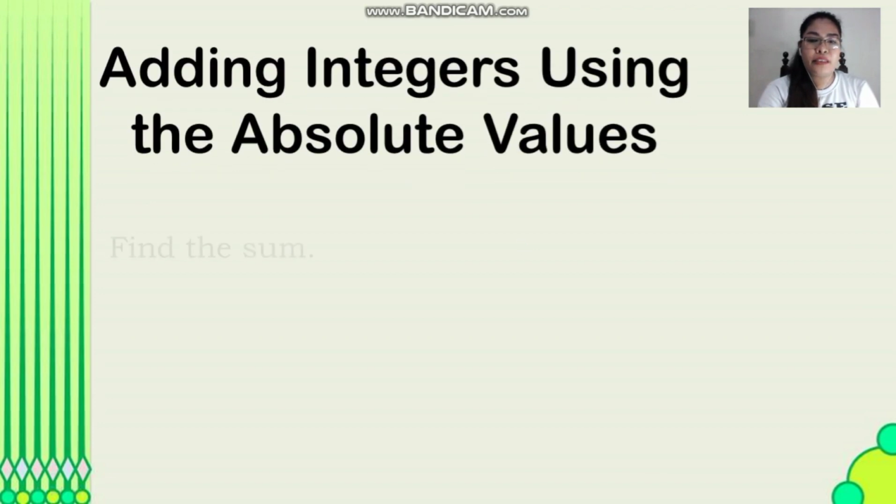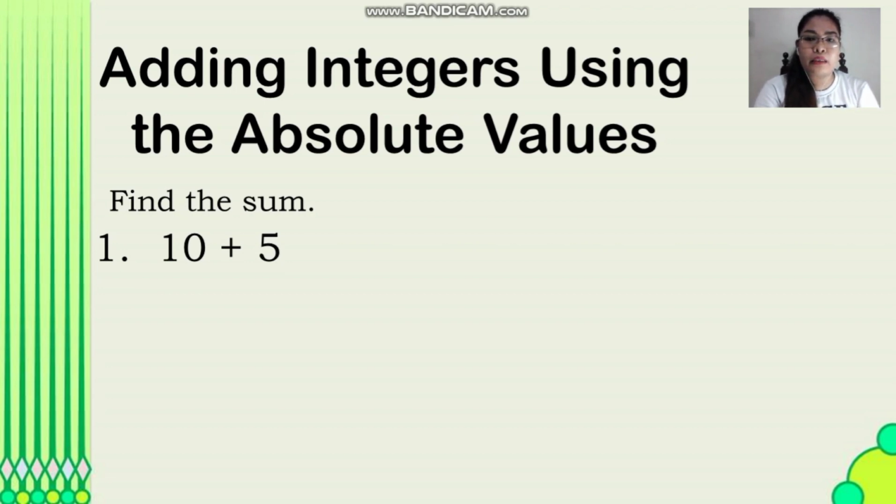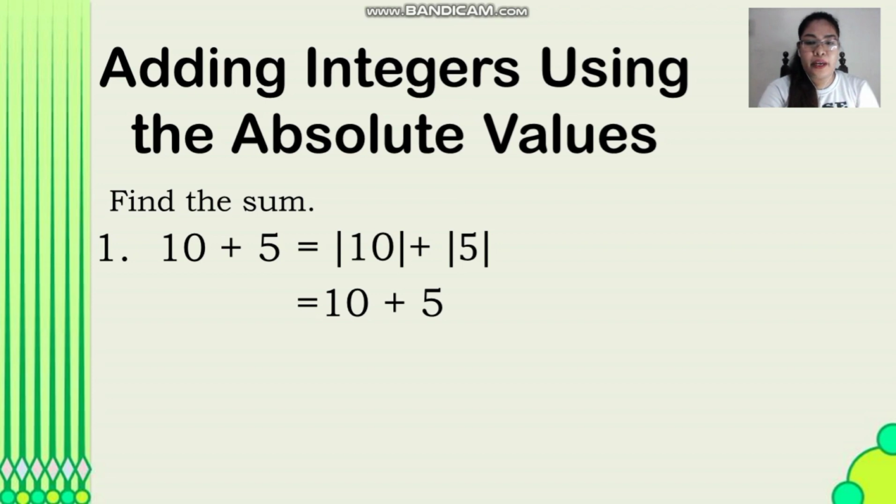So, let's have example number 1. So, find the sum of 10 plus 5. Actually, kahit hindi na natin gamitan ng absolute values, alam na natin yung sagot nito. But let us try to apply the rule in adding two positive addends. Okay, so let us write this in absolute value. Okay, so absolute value of 10 plus the absolute value of 5. So what's the absolute value of 10? It is positive 10. How about the absolute value of 5? It is positive 5. So what is 10 plus 5?